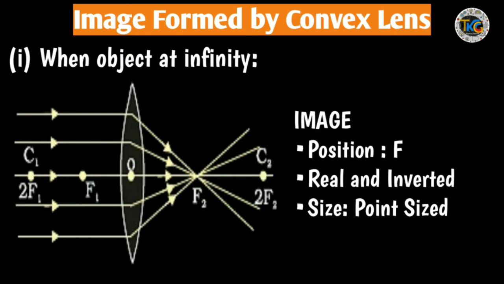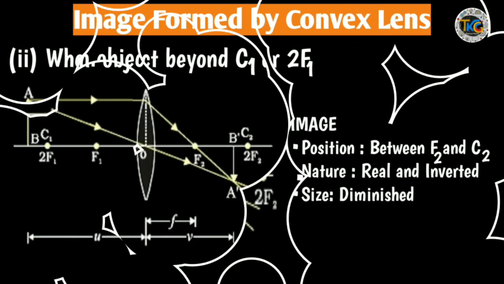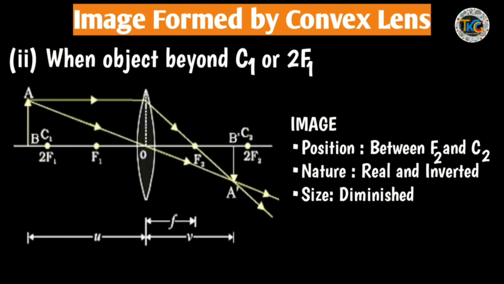The rays of light really meet here, so this image is real and inverted. And what is the size of this image? It looks like a point object. Now case number 2, that is when the object is beyond 2f2 or c1.